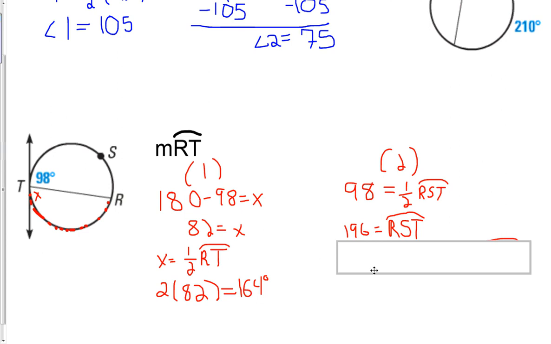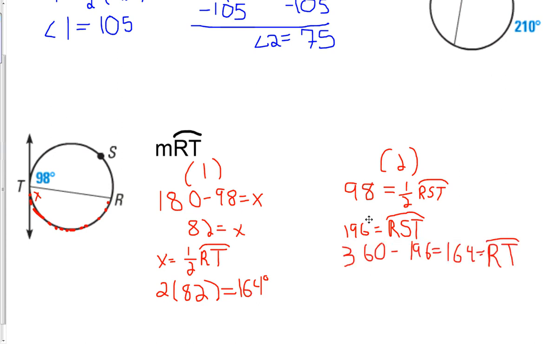Now a whole circle is 360 degrees. So this arc plus this arc is a whole circle. So we can do 360 minus 196 is 164, which is arc RT. So again, similar. The only difference is we dealt with the half first here and then subtracted from 360; there, we subtracted from 180 and then dealt with the half.